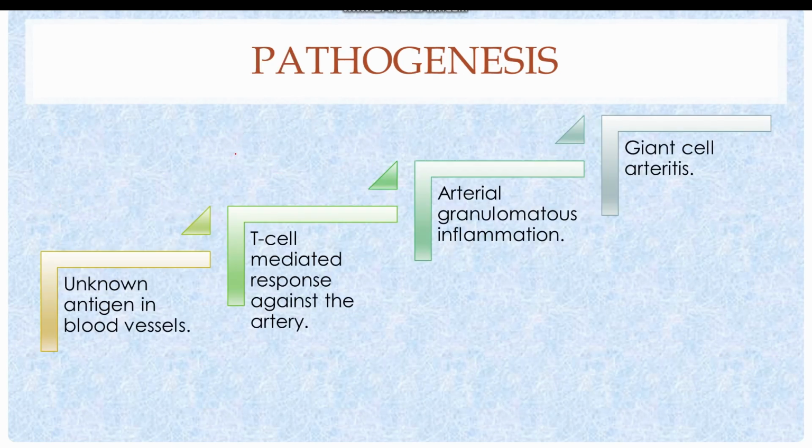The pathogenesis of giant cell arteritis is rather unknown. The presumption about the pathogenesis is that there is an unknown antigen present inside the blood vessels, which results in a T cell mediated response against the blood vessel. So the T cell mediated immune response results in arterial granulomatous inflammation causing vasculitis known as giant cell arteritis. The name is derived from the formation of granuloma and presence of giant cell in the center of the granuloma.